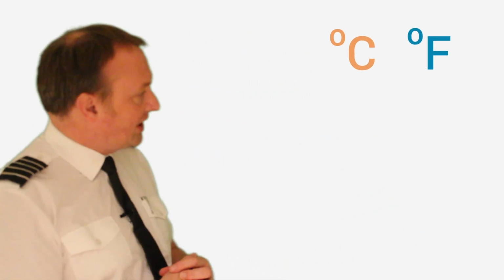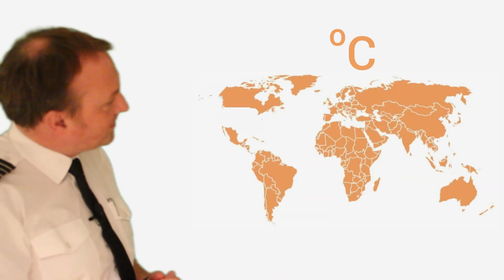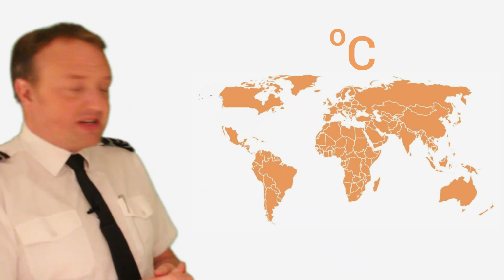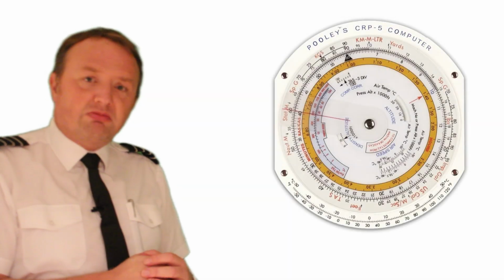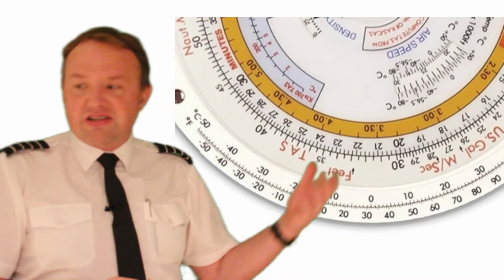Okay, temperature. There are 2 competing scales of temperature in use in the world. One of them is degrees Celsius and the other degrees Fahrenheit. Here is a map of the world showing all the countries that use degrees Celsius. And here is a map of the world showing all the countries that use degrees Fahrenheit. Yeah, okay, but it's still possible you might have to convert between the two. So there is a handy scale on the CRP5 computer side to allow you to do this. Let's have a look at this in action.